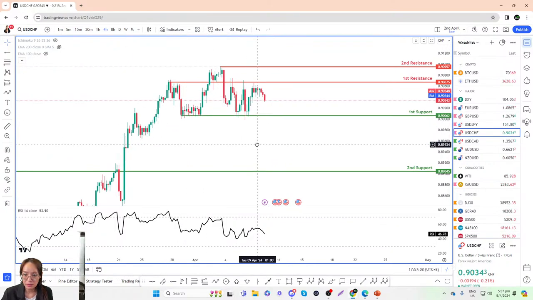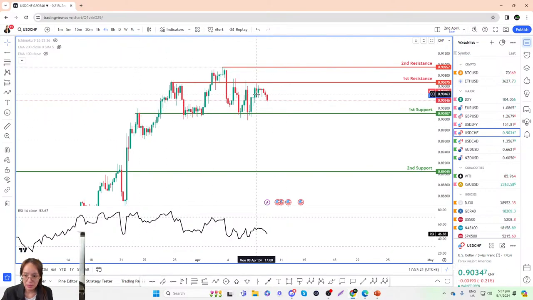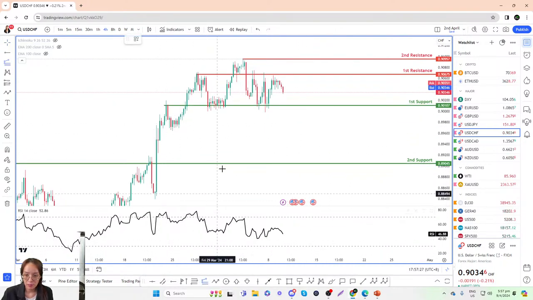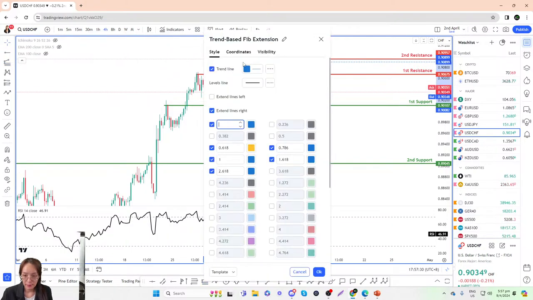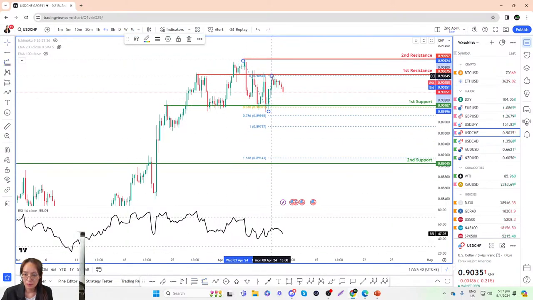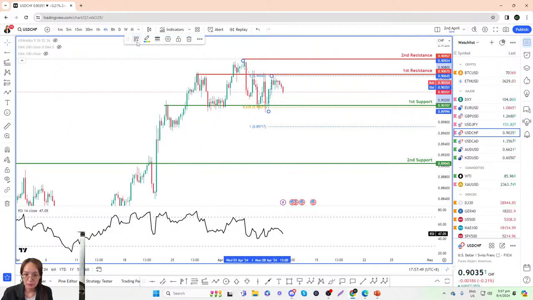Still, we will see what the price will do. If you want to buy, I don't recommend buying at the first support because it's just a multi swing low. It's not a very nice support level here. We will see whether price will break all the way to the first support or not. Okay, what we can do here: usually we have a projection at 61.8 to support our first support level right here. We'll see.